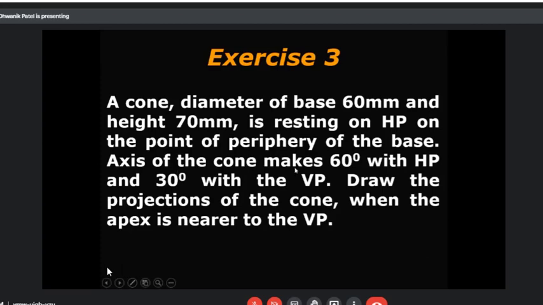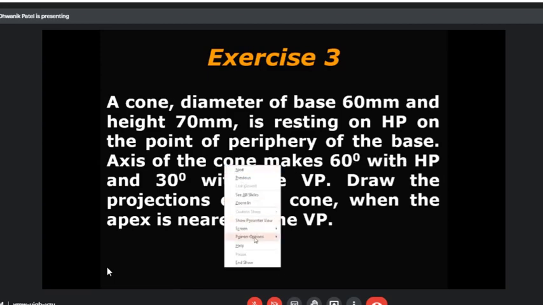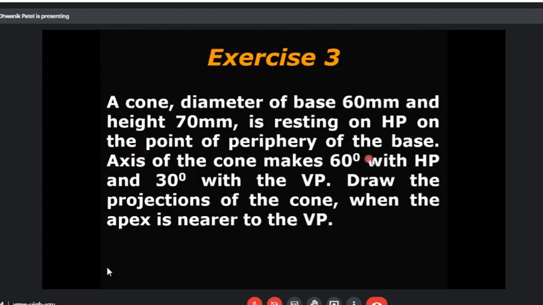Second, the axis of the cone makes 60 degrees with the HP plane. So theta is given 60 degrees, and the axis makes 30 degrees with the vertical plane. Draw the projection of the cone when the apex is nearer to the vertical plane. It is very important. Apex nearer to the vertical plane means it is nearer to the XY line. So we will start to solve.